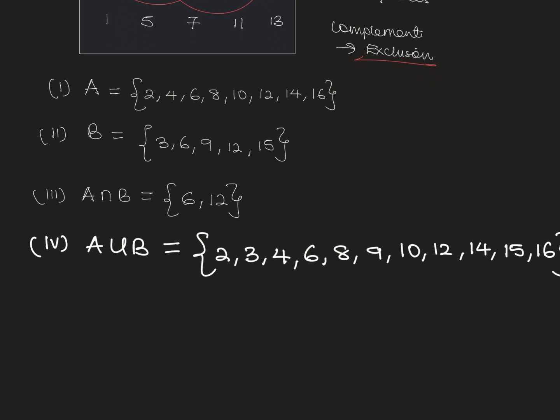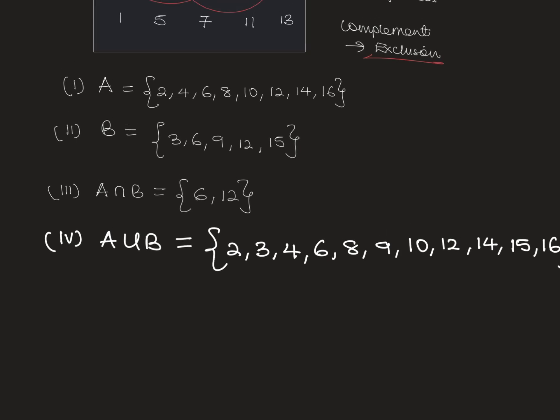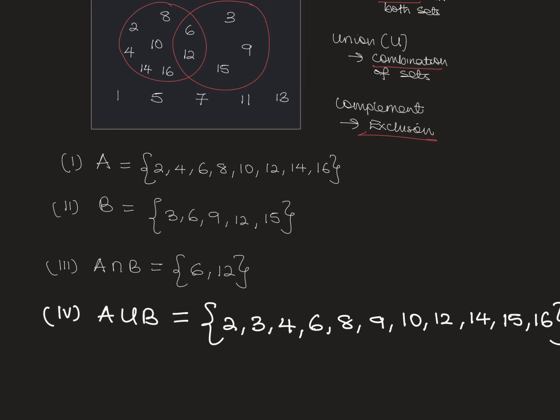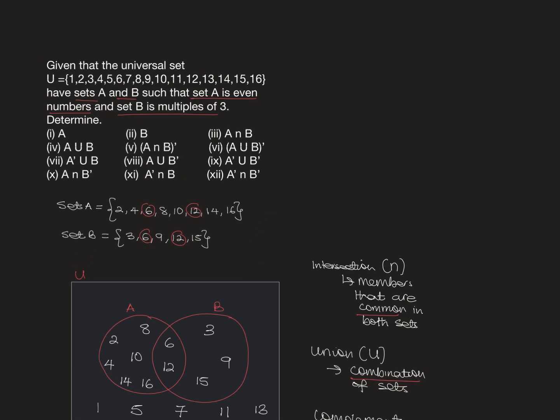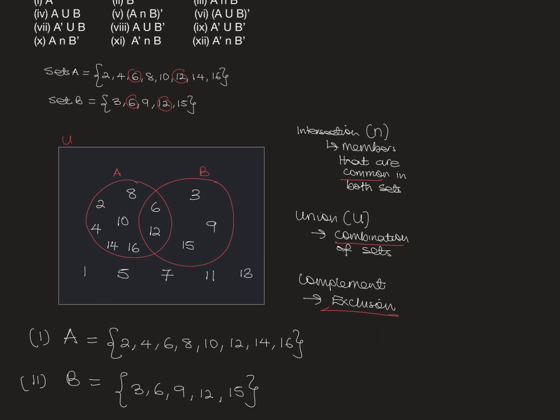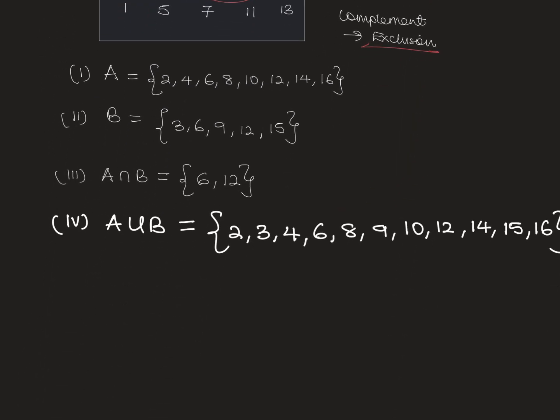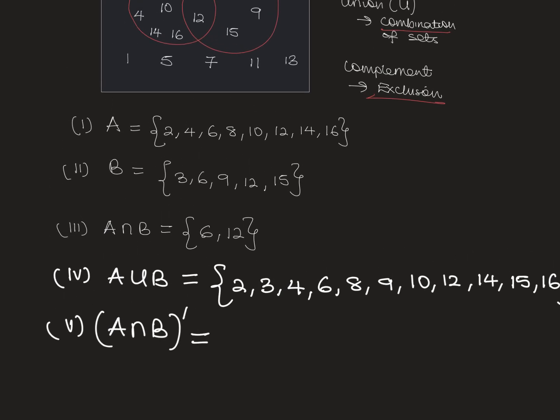That is A union B, meaning unite set A and B. So what is the fifth question? Is A intersection B all complement? A intersection B all complement. What that means is exclude A intersection B.